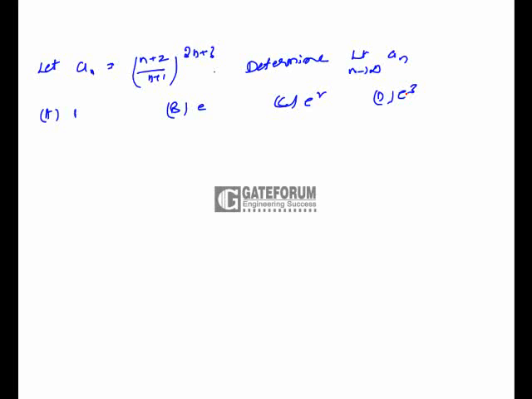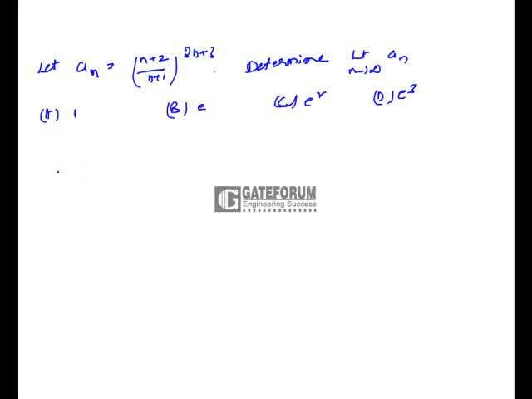Let a_n be equal to ((n plus 2) by (n plus 1)) whole power 2n plus 3. Determine the limit as n tends to infinity of a_n. Option A: 1, option B: e, option C: e square, and option D: e cube.